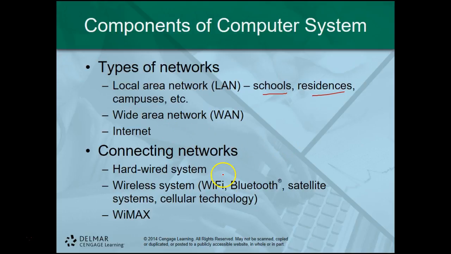Connecting networks include a hardwired system. That would be something where, for instance, the computer is connected to the printer with a cord. We also have wireless systems, which include Wi-Fi, Bluetooth, satellite, and cellular technology. Those would be things like a wireless printer, where the laptop or desktop is on one side of the room and the printer is on the other side of the room or in another room altogether, and it wirelessly prints. It sends the print job to the printer and the printer will print without having a hard wire connected. And then we have WiMAX also.